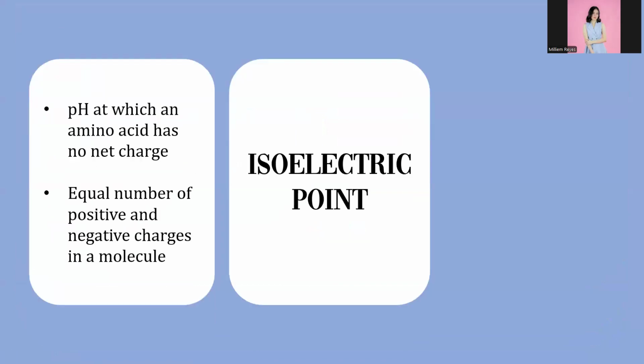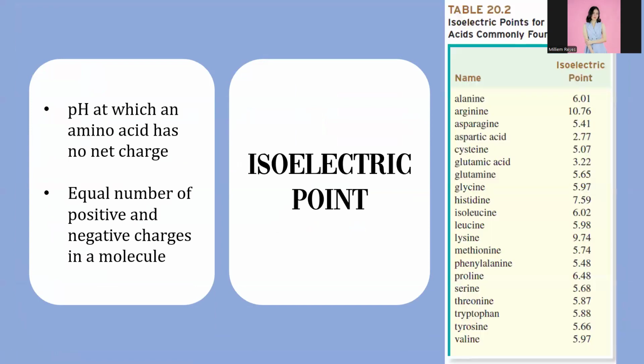Now let's talk about the isoelectric point. The isoelectric point is the pH at which an amino acid has no net charge. So at isoelectric point, the Zwitter ionic form of the amino acid will exist because the isoelectric point is when there is an equal number of positive and negative charges in the molecule. Diba? This is the very definition of a Zwitter ion. And your different amino acids will have different isoelectric points. So this is the pH.